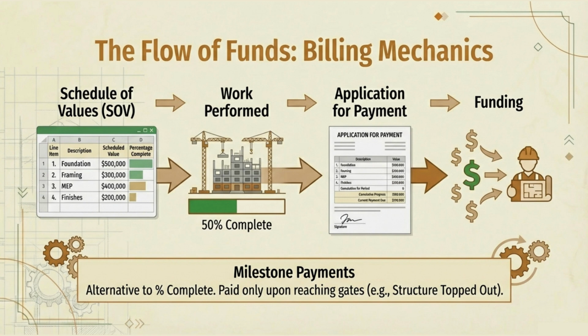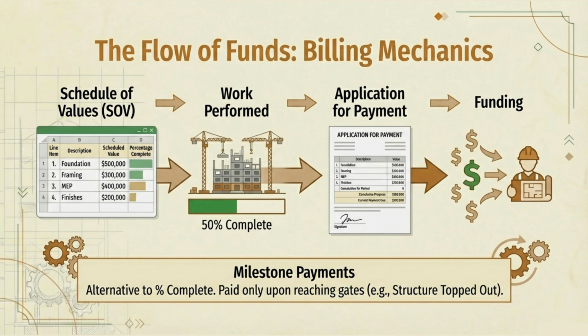Foundation, $500,000. Framing, $300,000. MEP, $400,000. Finishes, $200,000. Each item has a scheduled value and a percentage complete tracker. This is your roadmap.